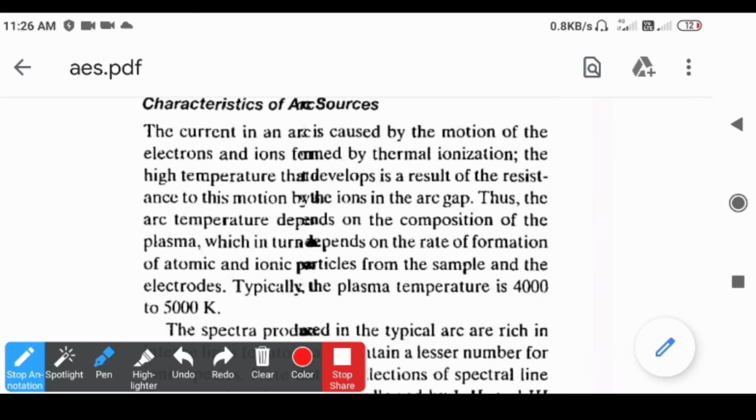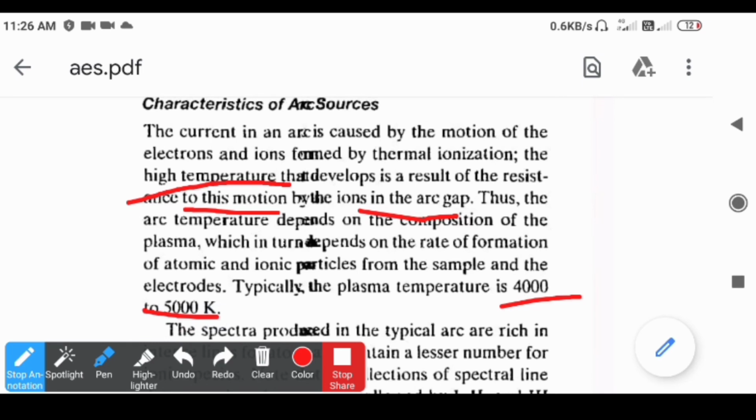The current generated in the arc is caused by the motion of electrons and ions which are formed by thermal ionization. Thermal ionization is nothing but high temperature ionization. The high temperature is developed as a result of resistance to the motion of these ions in the arc gap. As in the ICP, the temperature is generated by the resistance to the motion of ions, so the temperature is around 4000 to 5000 Kelvin. The temperature is again very high.